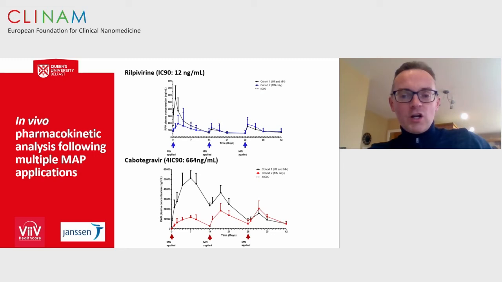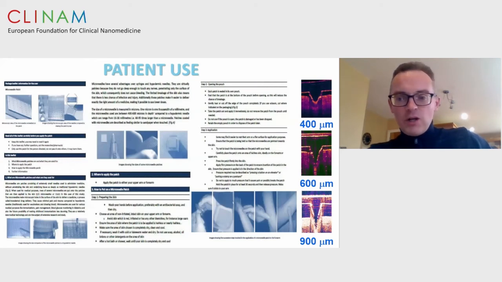As I say, we're working on improving further the delivery efficiency at present and also trying to understand the particles and where they go and how they behave when delivered intradermally. As I said, we already have some evidence that rilpivirine particles will end up to some extent in the lymphatic system. So I'm talking about large patches here. People have to be able to use these microneedles, and ideally they'd be able to self-apply them.